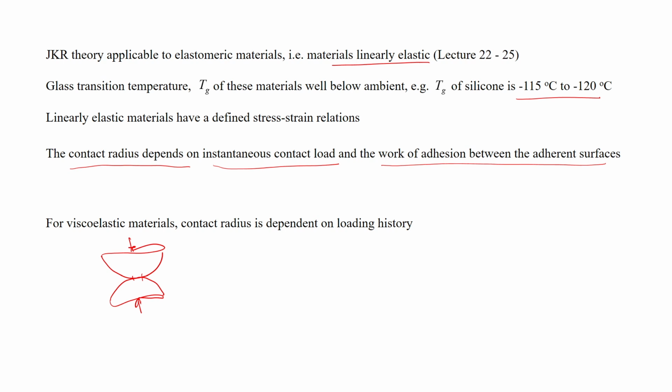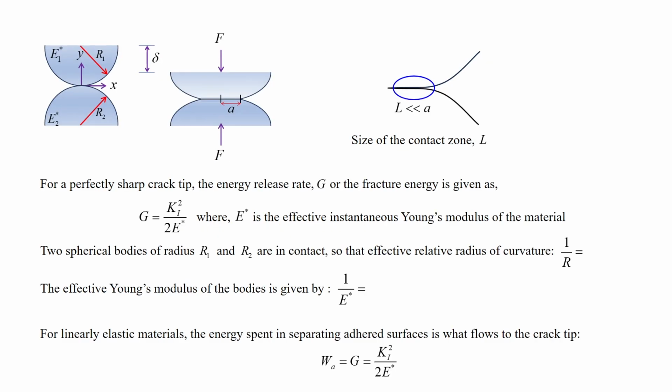For viscoelastic materials, the contact radius depends upon the loading history as well. That means if I continue to increase the load P, then the contact area will increase, and since these are viscoelastic materials, they will relax with respect to time. What is meant by that is the elastic modulus will also change with respect to time. As a result the contact radius will change. So, this particular aspect needs to be considered when we discuss viscoelastic material.